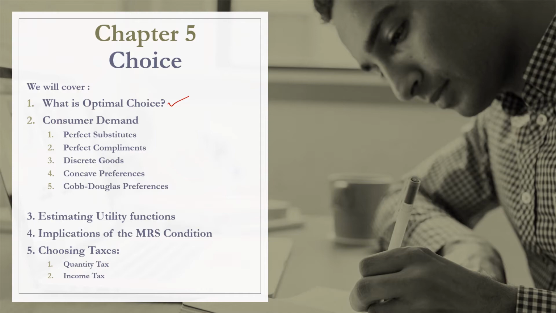Then we'll be talking about how to go about estimating the utility functions. Then what are the implications of the condition of the MRS, that is marginal rate of substitution. And finally, how the taxes reflect on the consumer budget constraint, which basically has implications for our choice as well. So under that we'll be talking about the quantity tax and the income tax. So let's begin.